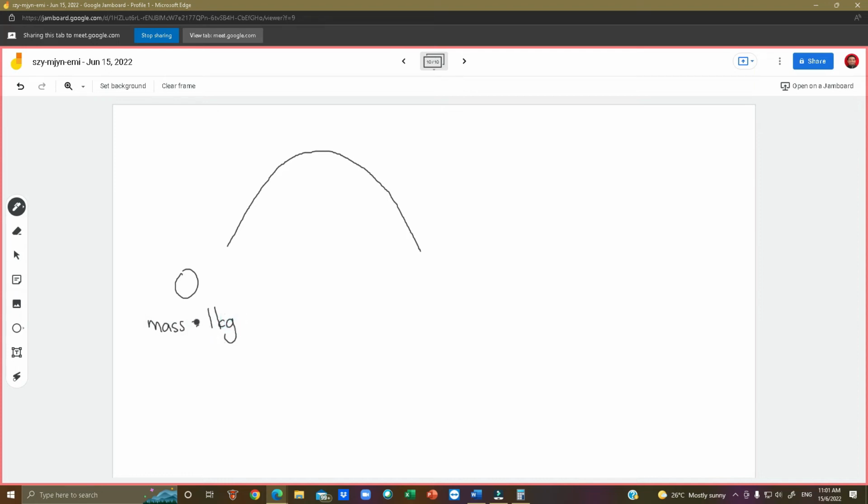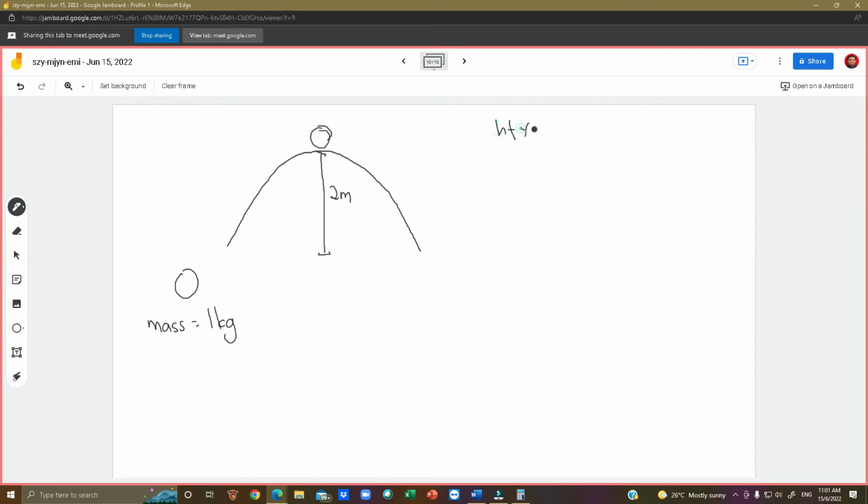Okay. The mass of the ball is 1 kg, and the maximum height this ball is going to travel is 2 meters. So, how much energy do we have within the ball? Itu kita kena tahu dulu. Okay, so kita tahu formula dia.